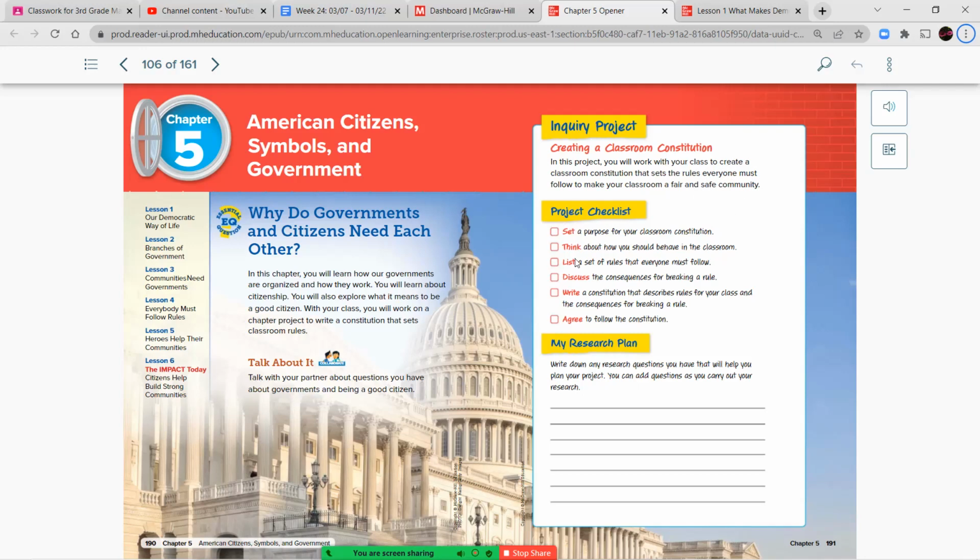Your project checklist. These are the things you need to do. Set a purpose for your classroom constitution. Think about how you should behave in the classroom. List a set of rules that everyone must follow. Discuss the consequences for breaking a rule. Write a constitution that describes rules for your class and the consequences for breaking a rule, and then agree to follow the constitution. Write down any research questions you have that'll help you plan your project, and you can add questions as you carry out your research.